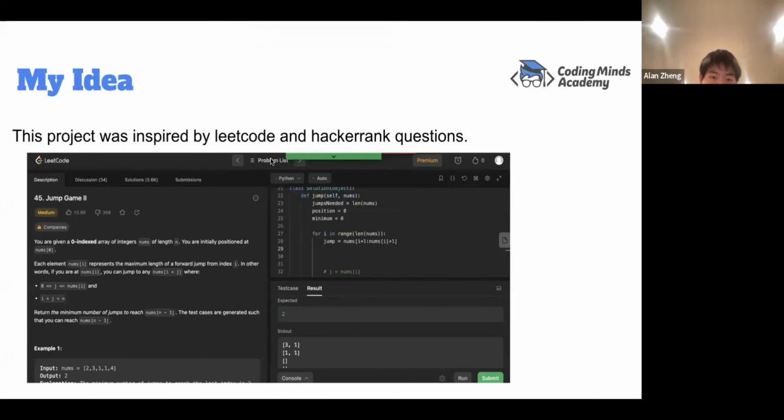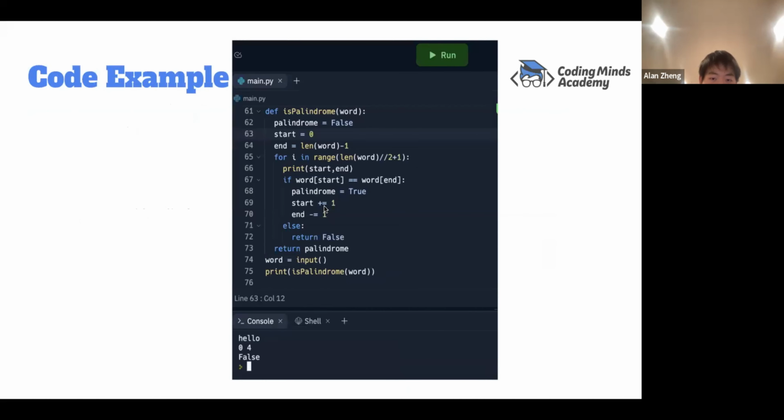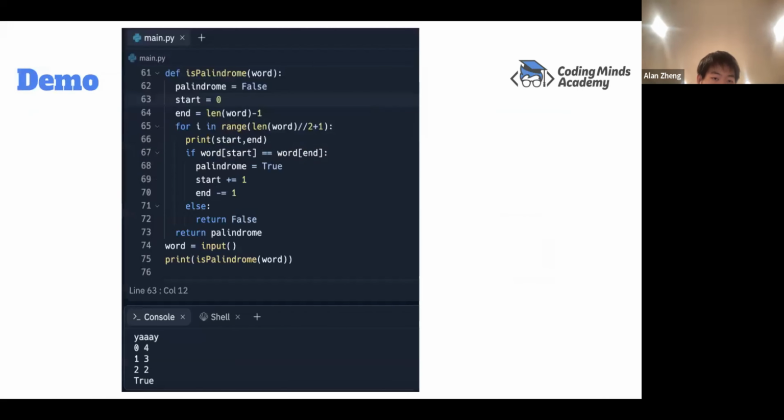This project was inspired by LeetCode and HackerRank questions. During class, I learned about the two-pointers algorithm, which I used in my project. The two-pointers algorithm uses the maximum values and the minimum values in a sorted list to find a value in the list. Here's an example of the code.